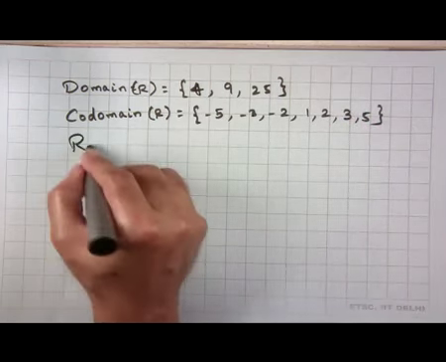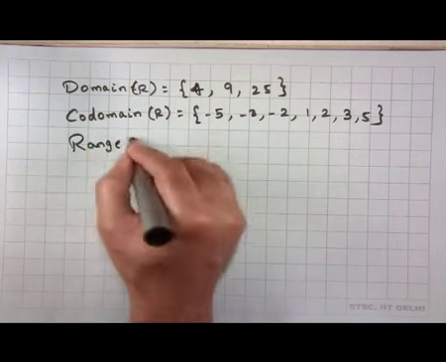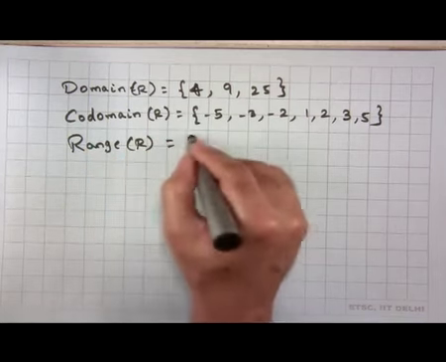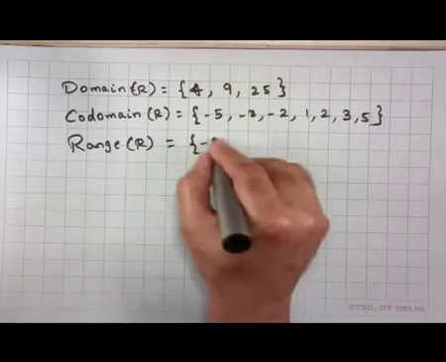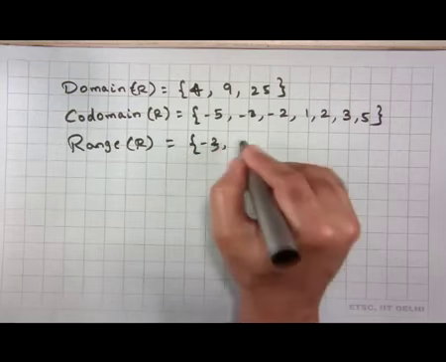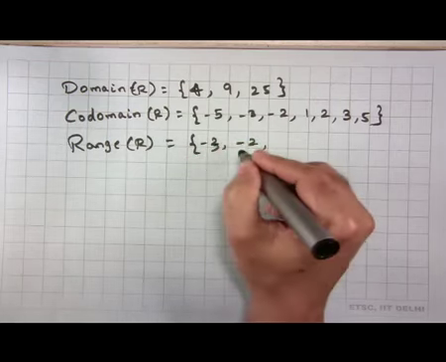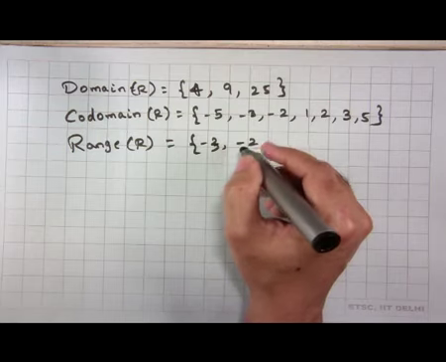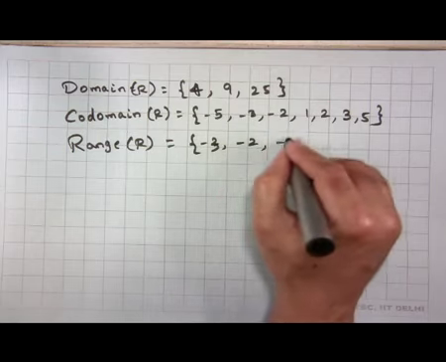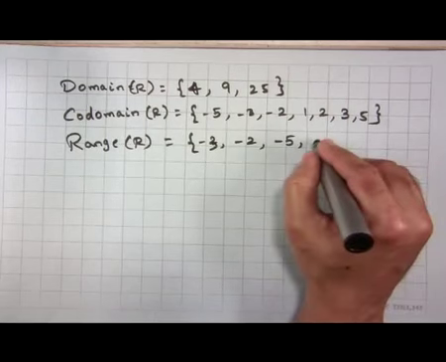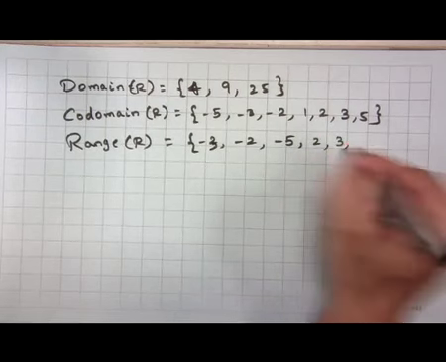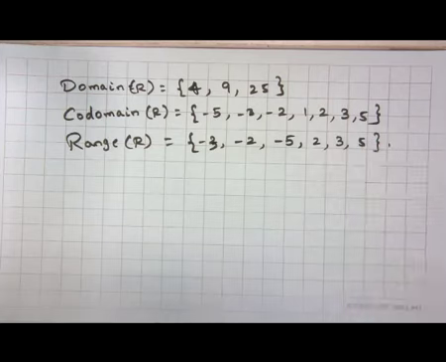Now, the range of R is going to be minus 2, in fact minus 3, minus 2, minus 5 and then you will have 2, 3 and 5. This is going to be the range of R.